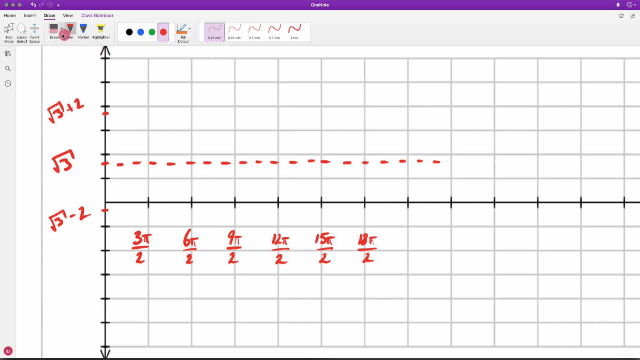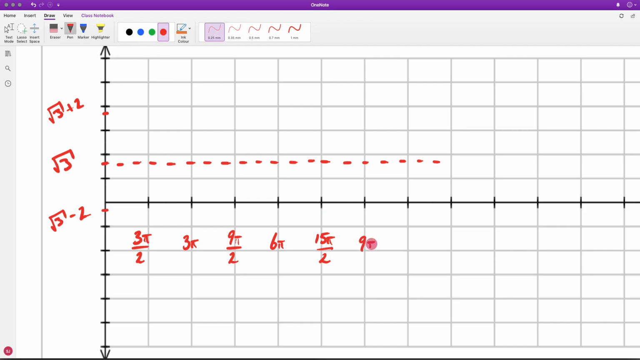Now go back and simplify. 3 pi over 2 can't be simplified. 6 pi over 2, that's the same thing as 3 pi. 9 pi over 2 can't be simplified. 12 pi over 2, that's 6 pi. 15 pi over 2, that can't be simplified. 18 pi over 2, that is 9 pi.